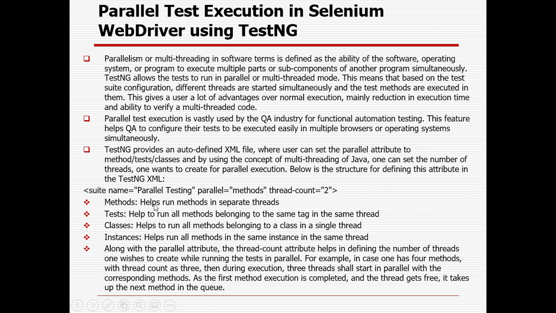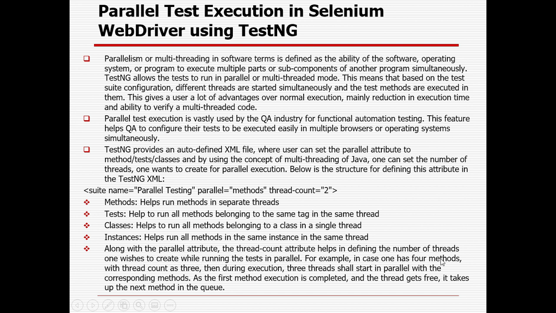Methods helps run each method in a separate thread. Tests helps to run all methods belonging to the same tag in the same thread, whereas classes helps to run all methods belonging to a class in a single thread. Instances helps to run all methods in the same instance in the same thread. Along with the parallel attribute, the thread count attribute helps in defining the number of threads one wishes to create while running the tests in parallel.